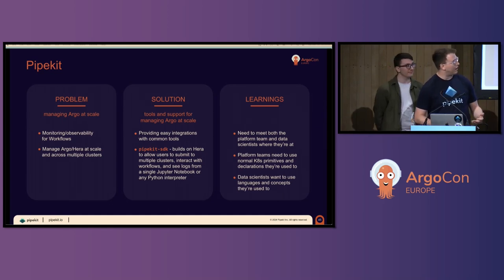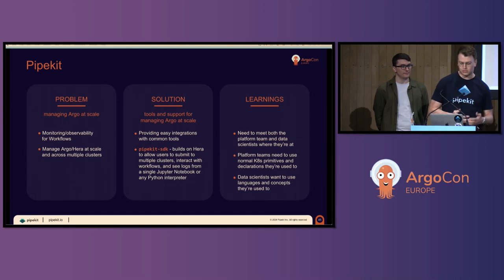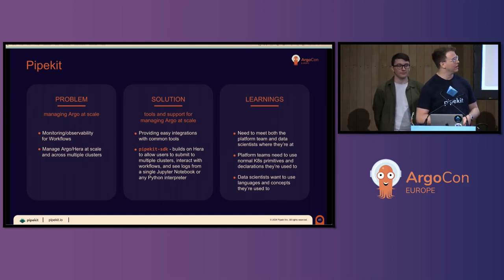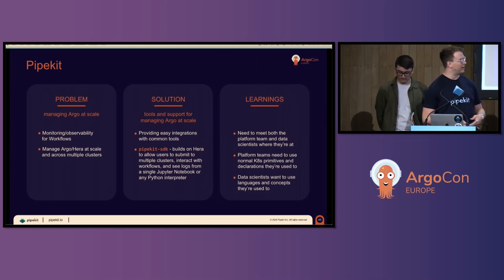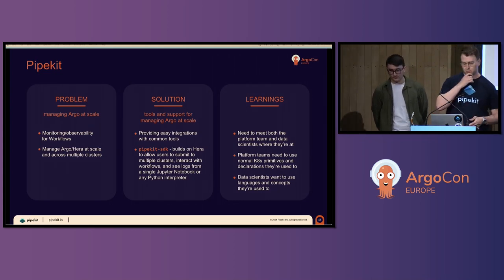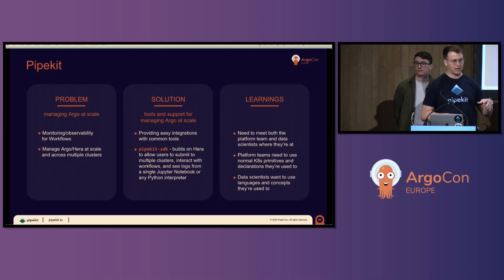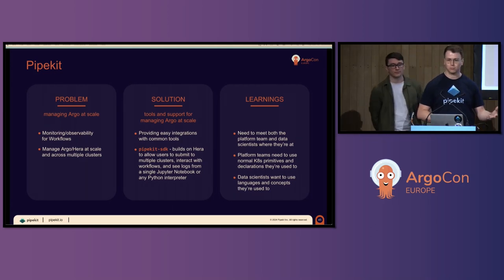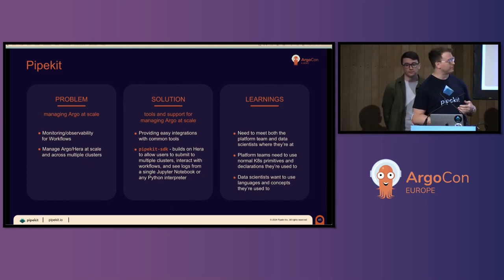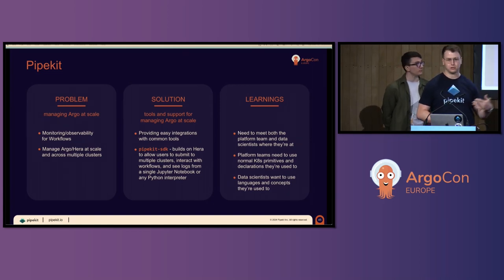So we do a couple solutions, some of which are closed source, some of which are open source. I'll highlight one of the open source ones. We're rolling out this Pipekit SDK within the open, and this is a tool that allows you to submit to multiple clusters from a single Jupyter notebook using Hera, and it also allows you to stream the logs back into that single notebook.